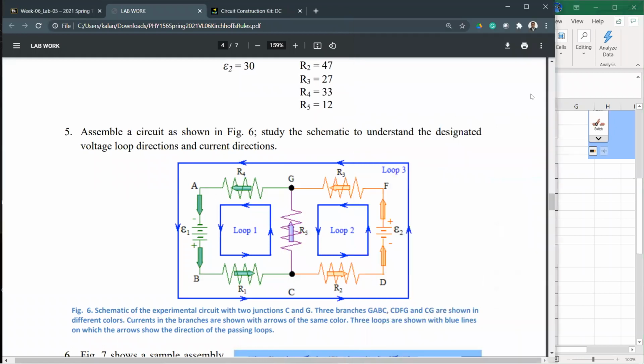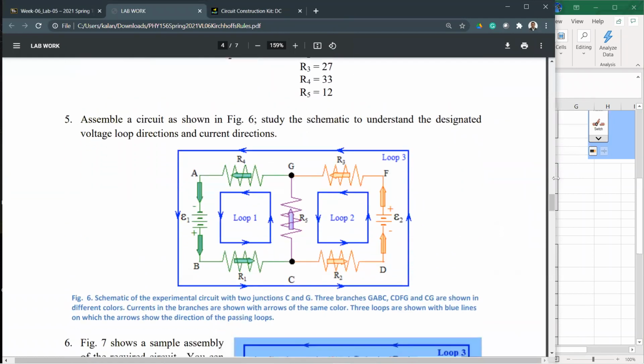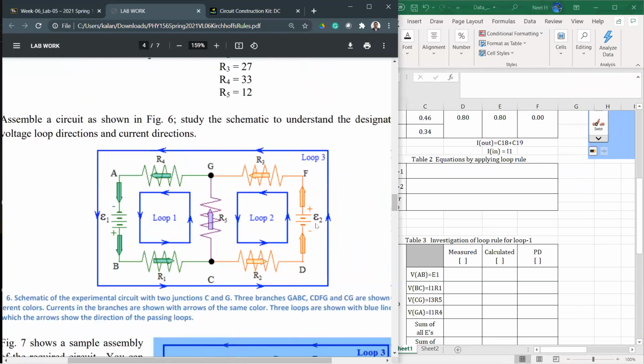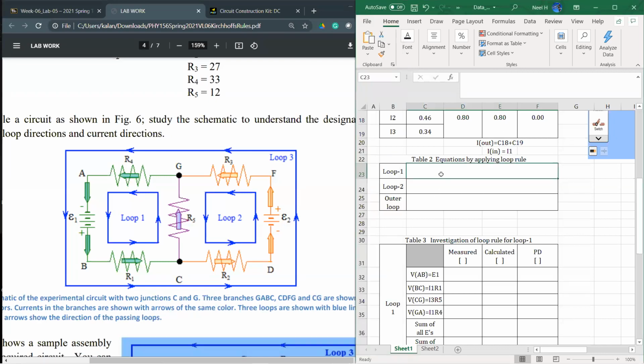Okay, now let's apply the loop rule for these two loops, left and right direction, the small two loops, loop 1 and loop 2. And then let's apply the junction rule for C. I have three variables in algebra. You know, if I have three variables, I need three equations to solve that, right? Let's take a look at how to get those three equations.